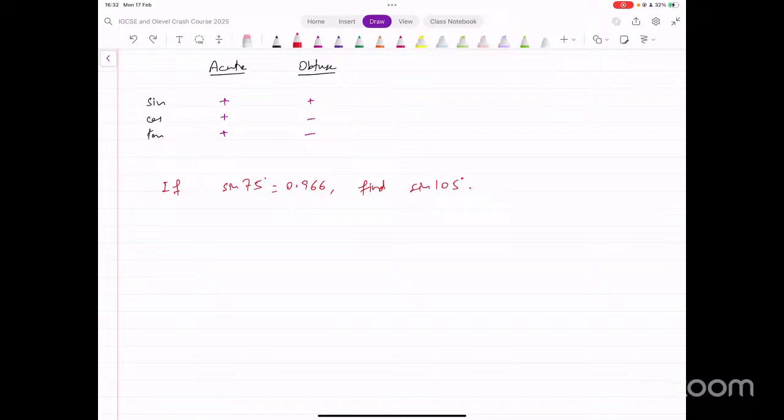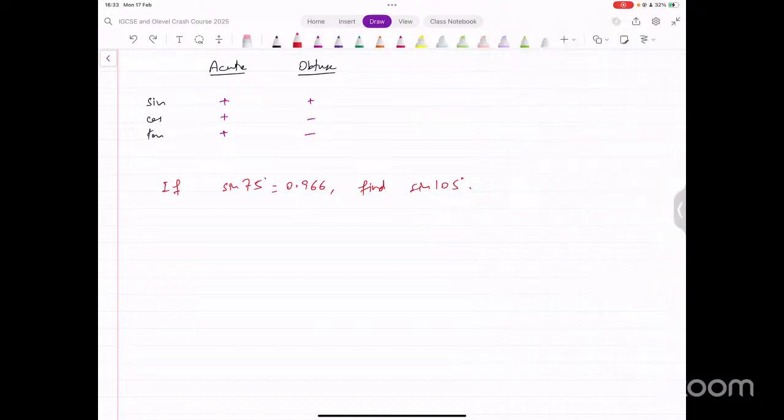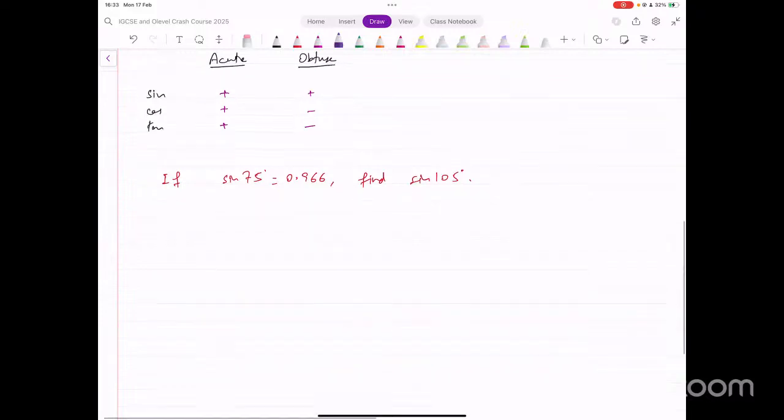Now, if you could use a calculator, you could just do it using a calculator. But in the non-calculator paper, you would not have access to a calculator. How do you find it in the non-calculator paper? You say 75, its corresponding obtuse angle is 105. These are two angles that add up to 180 degrees. So whatever is the sine of 75, sine of 105 is going to be the same as well.